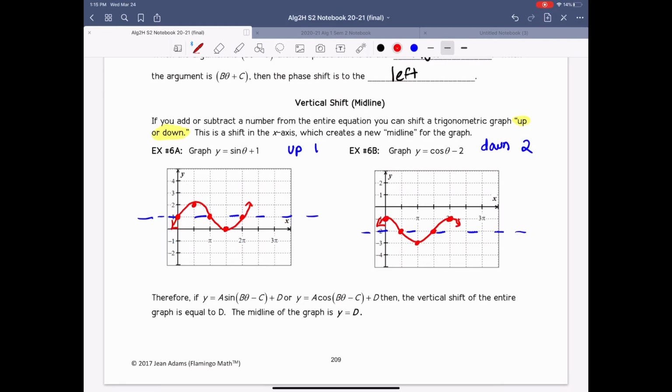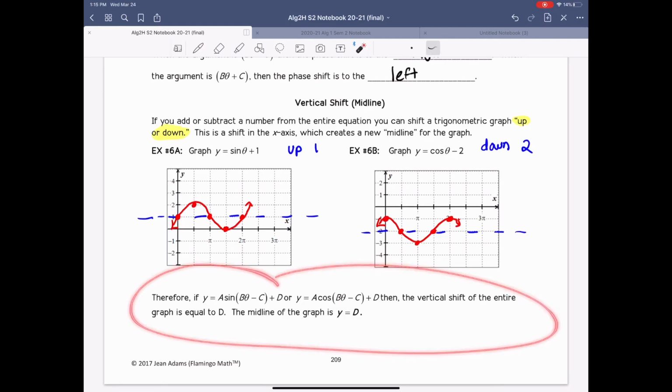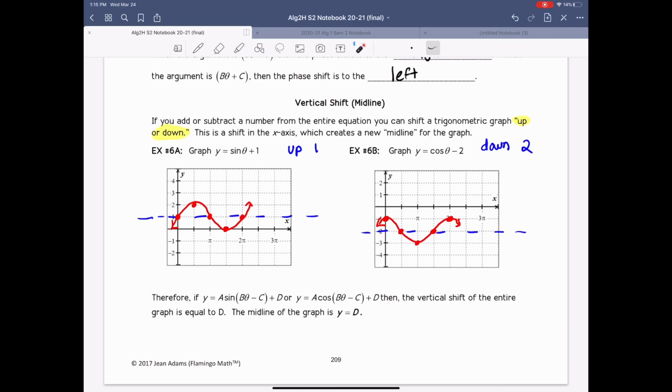So let's go ahead and go over this last part here. If y equals a sine of b theta minus c plus d, or y equals a cosine of b theta minus c plus d, then the vertical shift of the entire graph is equal to d. The midline of the graph is going to be y equals whatever d is equal to. So if we take a look at this first graph here, since d was equal to 1, the new midline is 1. And for example 6b, since d is negative 2, the new midline is negative 2.